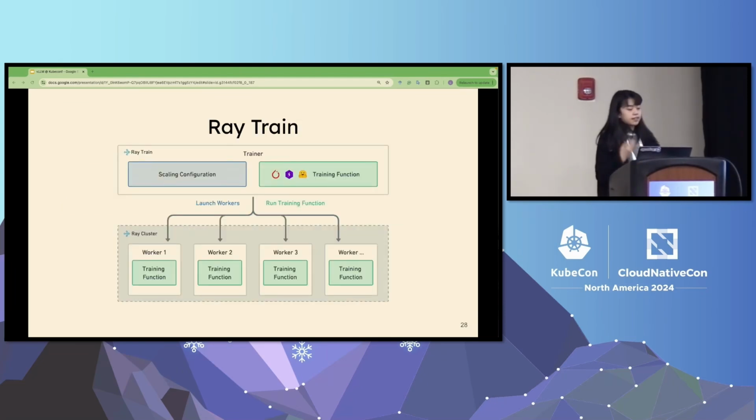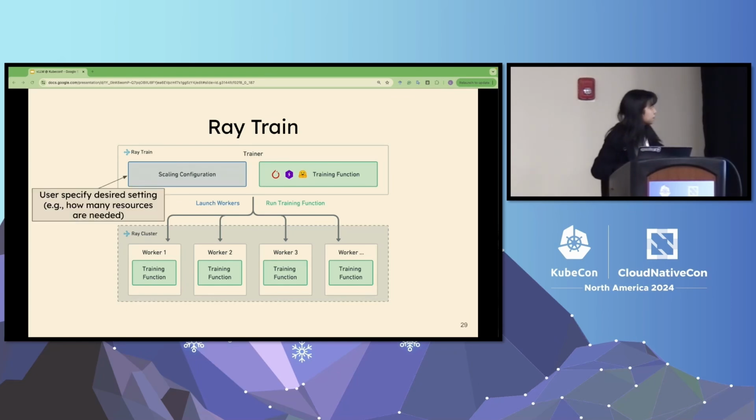So after you get the data from Ray Data, you will go to Ray Train, right? So what is Ray Train? Ray Train is just an easier way for users to focus solely on the training logic without having to manage the infrastructure. To be more concrete, what does the user need to do?